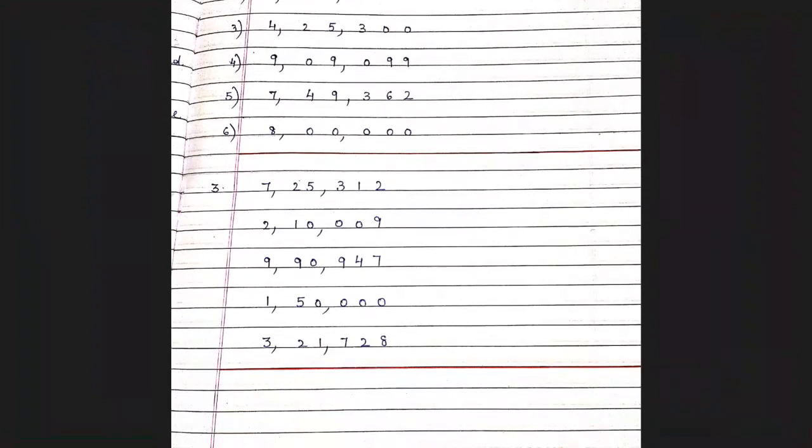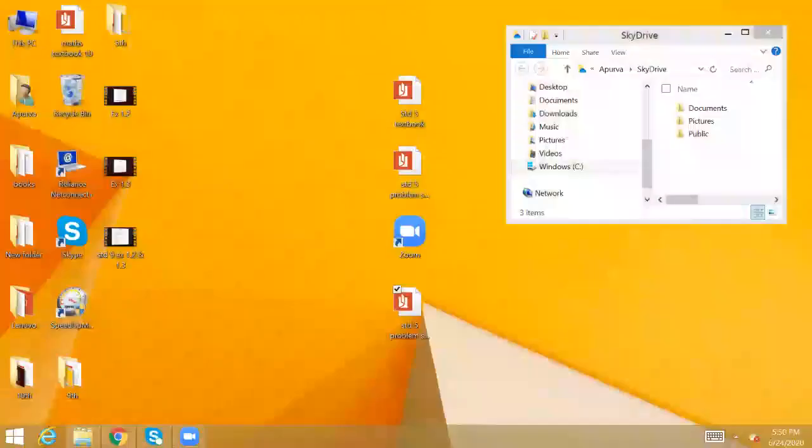So I've written 7,25,312, 2,10,009, 9,90,947, 1,50,000, 3,21,728. Now these are the numbers that I have made. You can make any such 5 numbers using any of these numbers 0 to 9. Okay, children, I hope I'm clear.